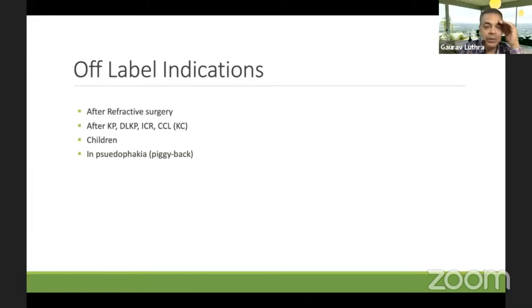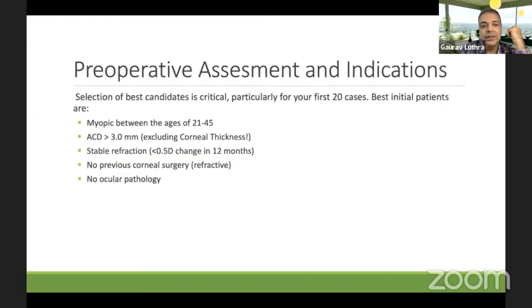It can be done as a top-up procedure for enhancement. It can be done after corneal procedures in keratoconus. Very rarely, some people have published on children for anisometropia. And yes, today people are using these for pseudophakia as piggyback lenses as well. So I think we just discussed the preoperative assessment and indications. For the first 20 cases, it's best to take ideal cases. So ideal cases would be these which we just spoke about.